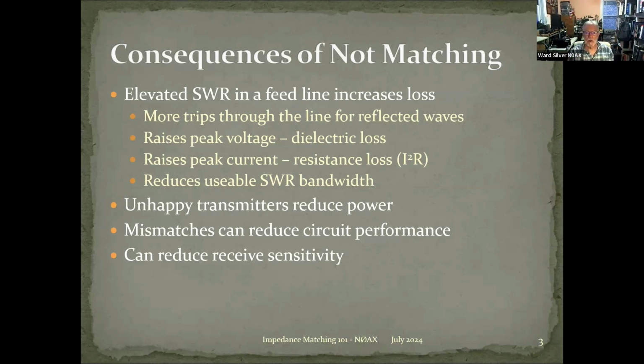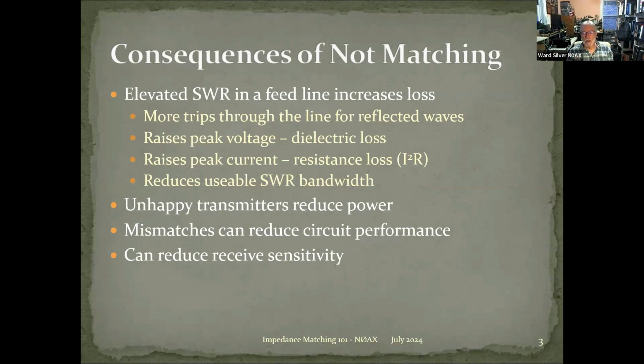Now, SWR also raises peak voltage in the line, and you can get some really high voltages as the transmitter keeps pumping power into this thing, and the waves start bouncing back and forth. So you're basically pumping power into this tank circuit caused by the feed line, and the voltage gets higher and higher and higher, and it can arc over. But it also causes loss through the dielectric. The voltage between the shield and the center conductor, it's like a capacitor there. So the loss in the dielectric goes up.